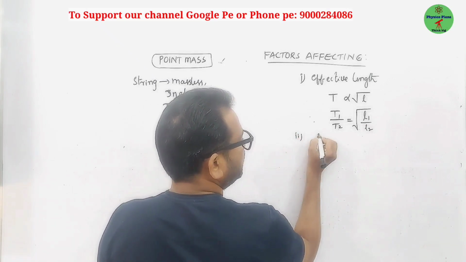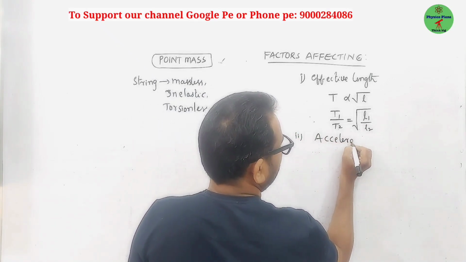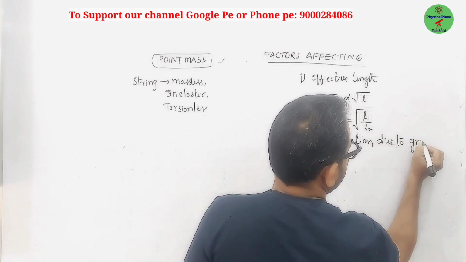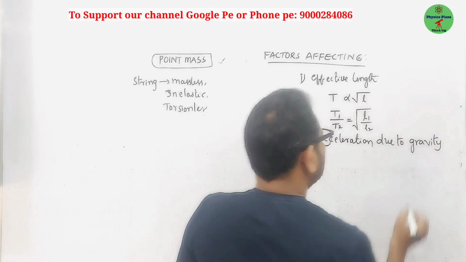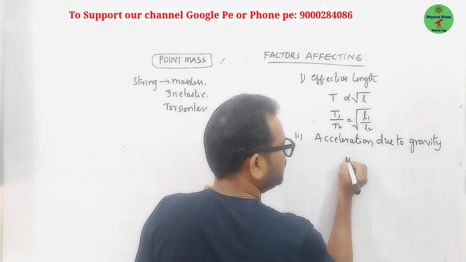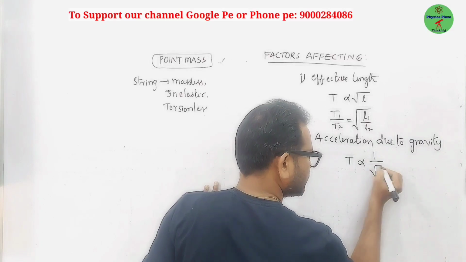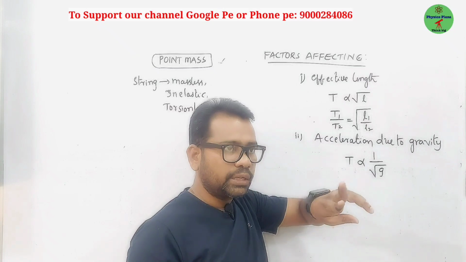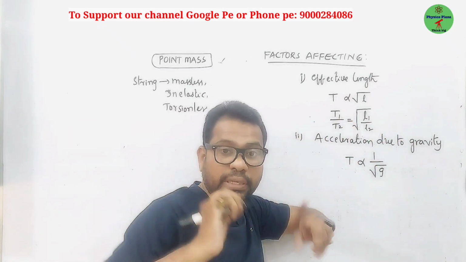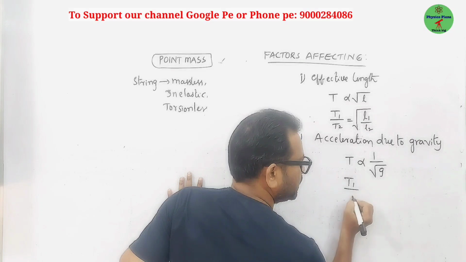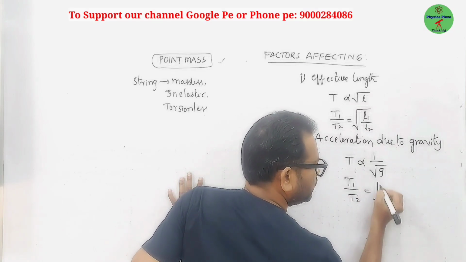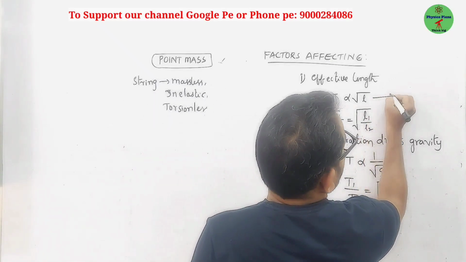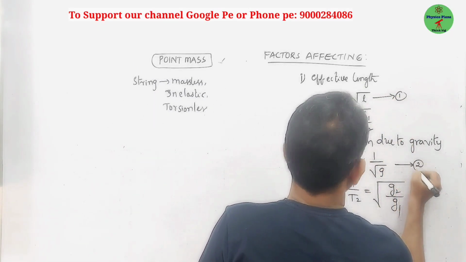And the second factor is acceleration due to gravity. Experimentally it has been found that the time period of a simple pendulum is inversely proportional to the square root of the acceleration due to gravity. To compare, if two simple pendulums are taken to two different planets, then to compare the time periods, T1 by T2 is equal to square root of G2 by G1. So let us say this is equation 1, and here is equation 2.